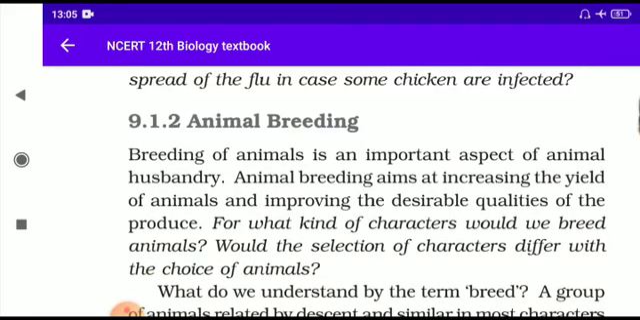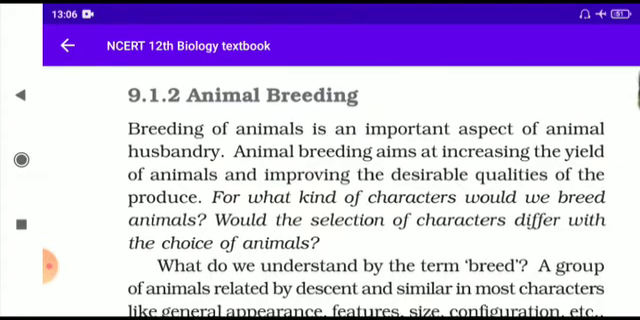Okay. So the next topic is 9.1.2, that is animal breeding. In this topic we will learn how different new varieties of breeds may be produced by taking good varieties of breeds. So breeding of animals is an important aspect of animal husbandry. Animal breeding aims at increasing the yield of animals and improving the desired qualities of produce. For that, for what kind of characters would we breed animals?